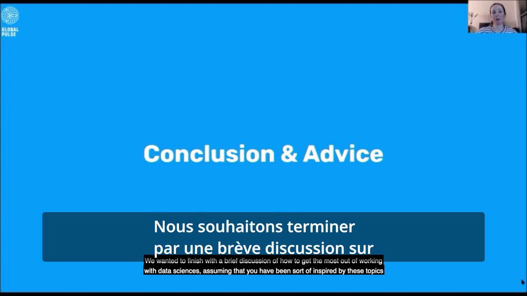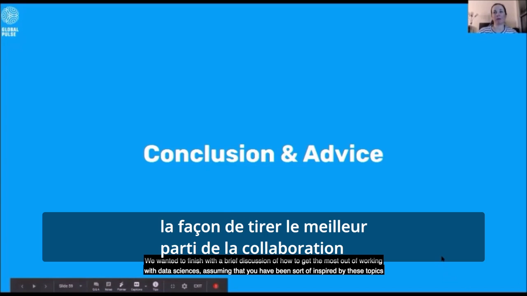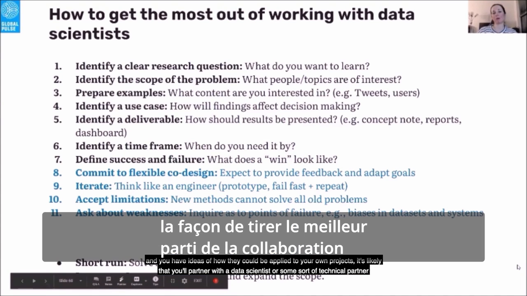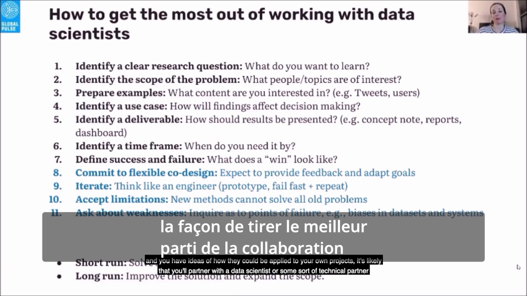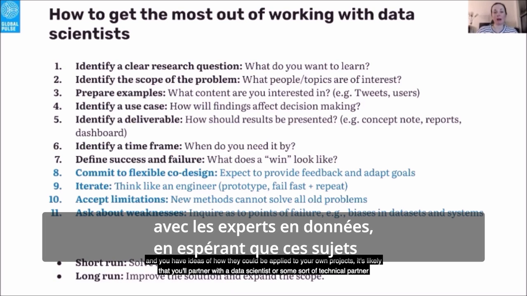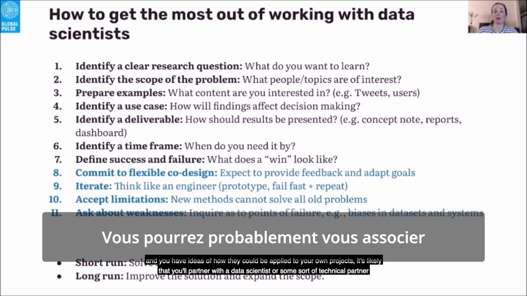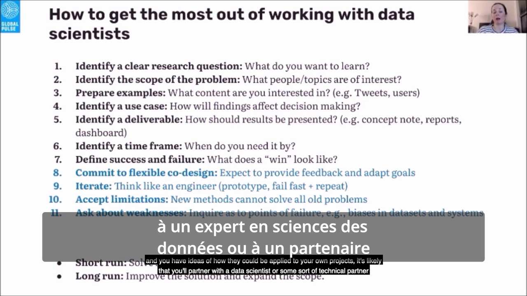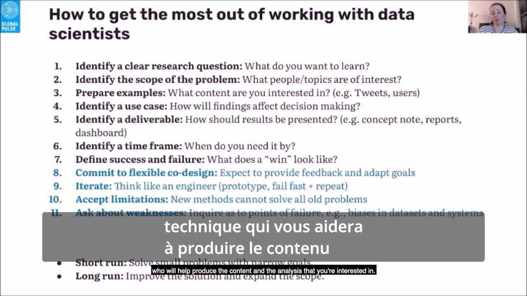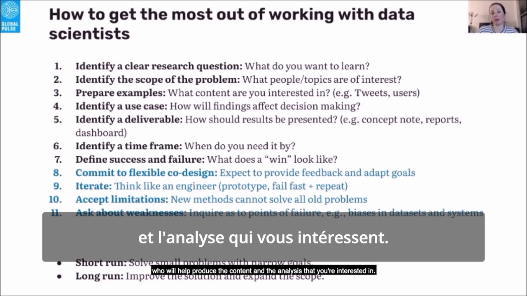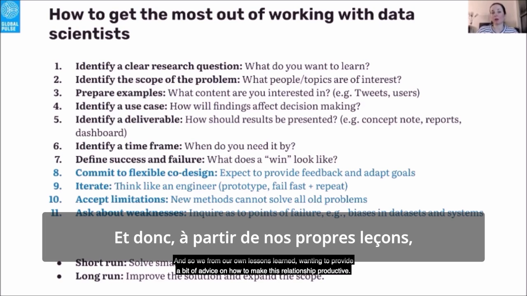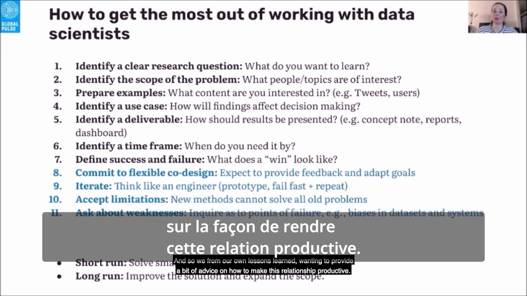We wanted to finish with a brief discussion of how to get the most out of working with data scientists. Assuming that you have been sort of inspired by these topics and you have ideas of how they could be applied to your own projects, it's likely that you'll partner with a data scientist or some sort of technical partner who will help produce the content and the analysis that you're interested in. And so we, from our own lessons learned, wanted to provide a bit of advice on how to make this relationship productive.